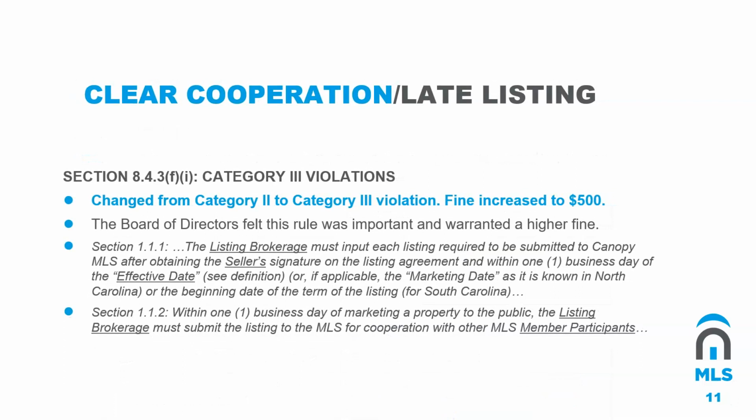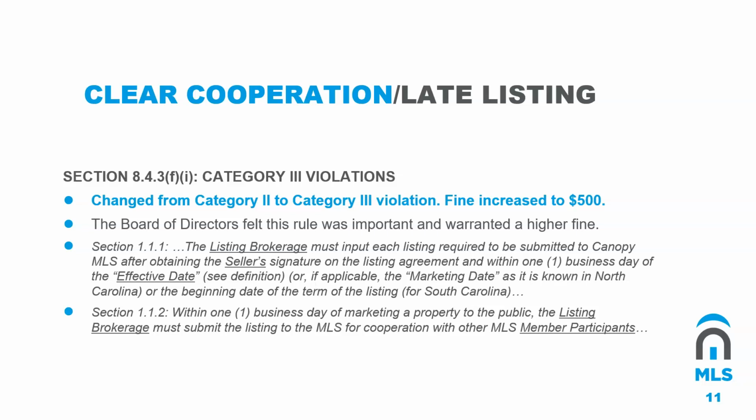The Clear Cooperation late listing violation has changed from a Category 2 violation to a Category 3 violation, and the fine amount has increased to $500. The Board of Directors felt this rule was important and warranted a higher fine.